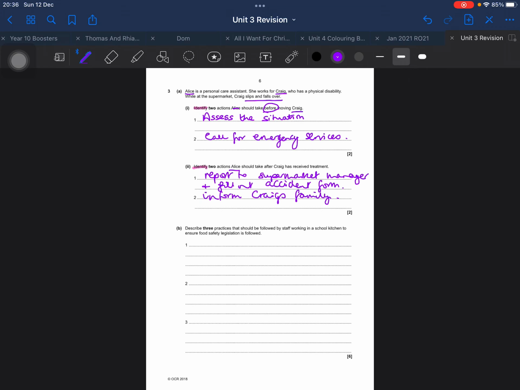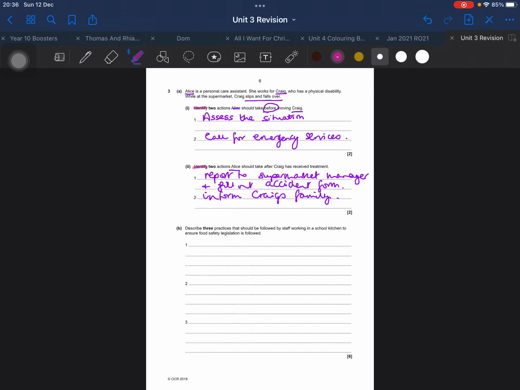What we're not looking for here is about reporting it to the CQC, reporting it to the local authority, contacting a lawyer and threatening to sue people. The only other person you might look to report it to would be the health and safety executive, who would investigate.